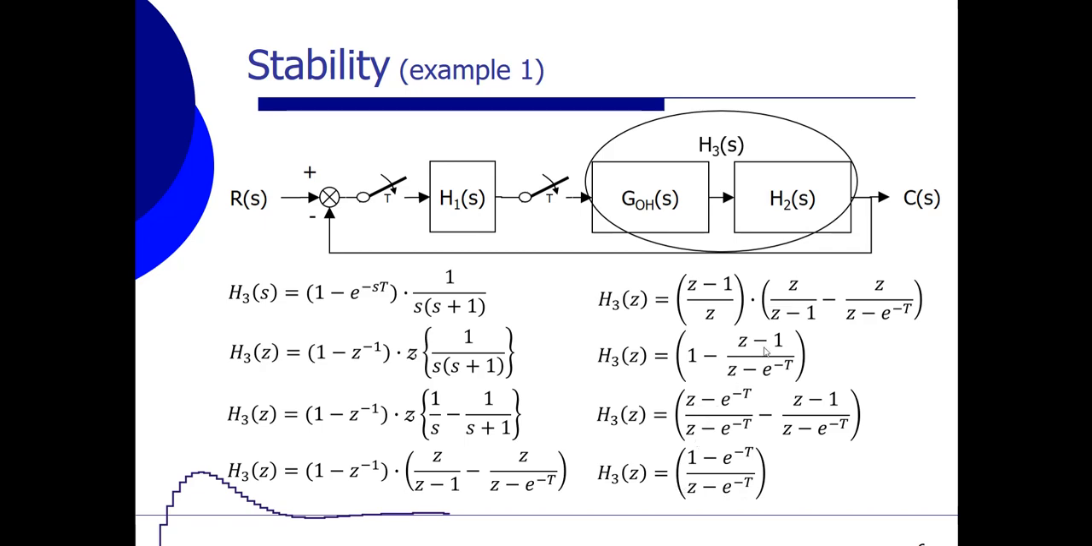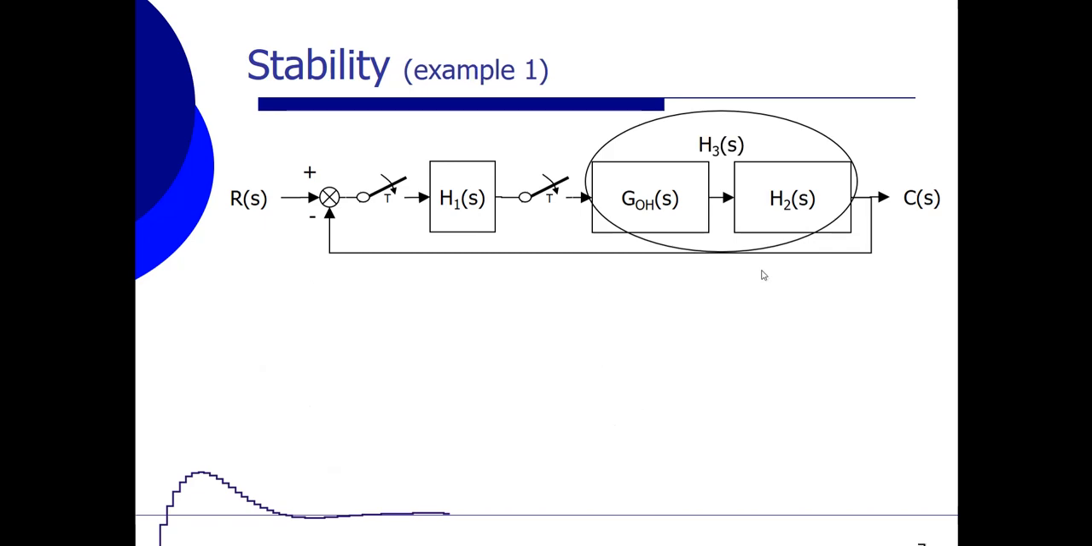So this is my expression of that complete system over here, consisting of the z transform of the cascade system of the zero order hold and my first order system, H2. Well, now let's look at the stability. This was my proportional part, and this is H3.